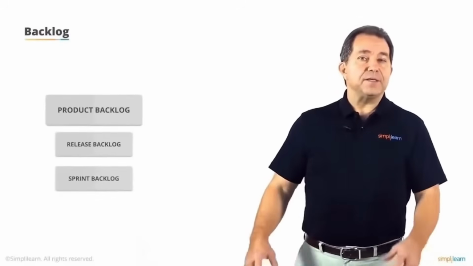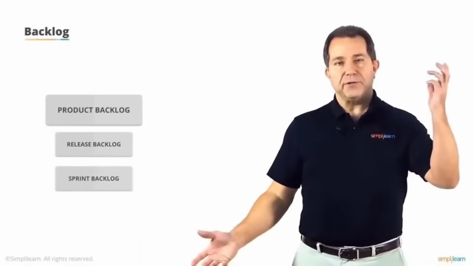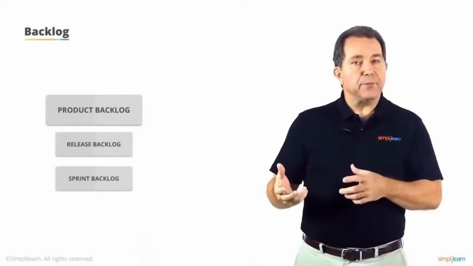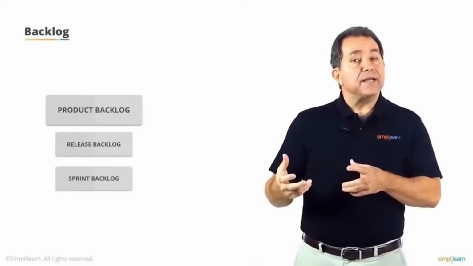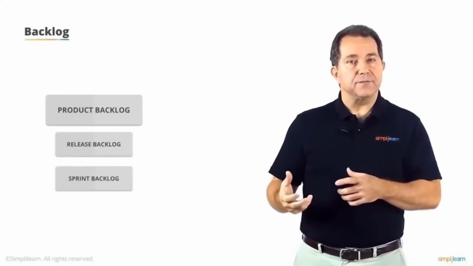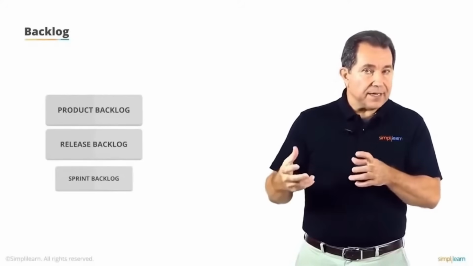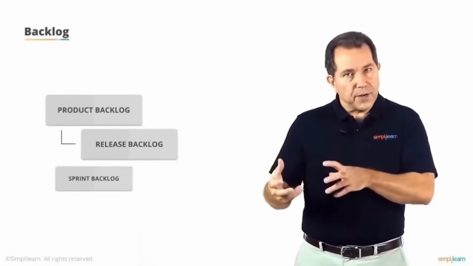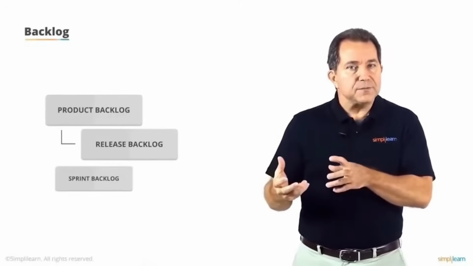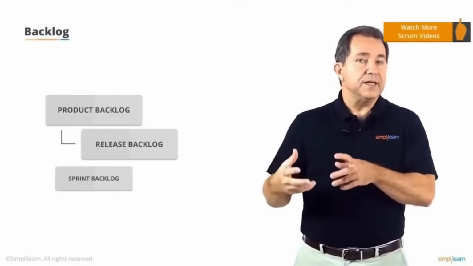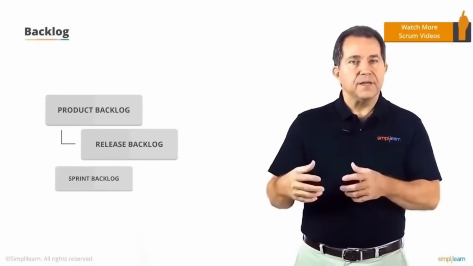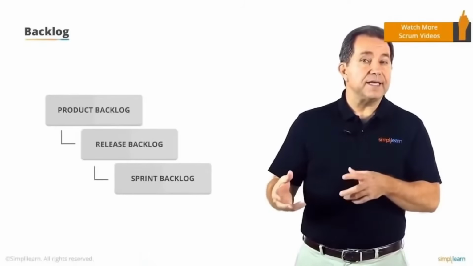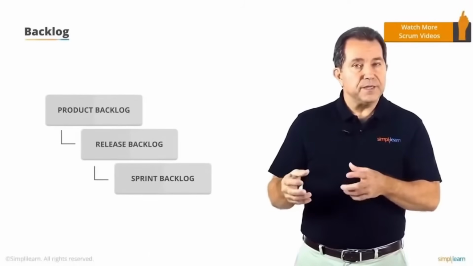The product backlog is the master container of all the user stories for the project. The product backlog is continually pruned or prioritized so that maximum value is delivered to the customer. The release backlog is a subset of the product backlog. Releases support the product roadmap, and each release is populated with user stories necessary for that release. The sprint backlog is a subset of the release backlog and contains the user stories to be developed in the sprint.